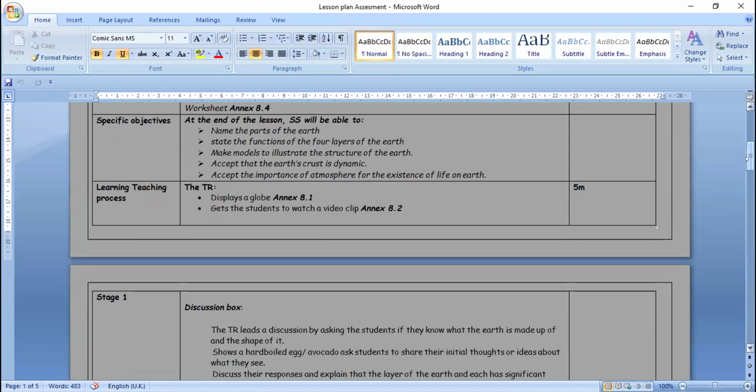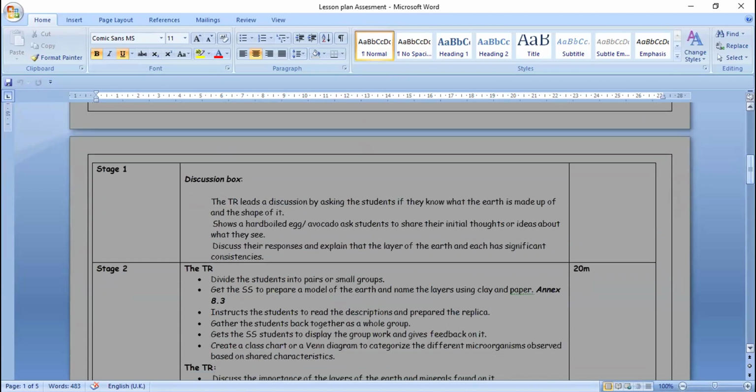In the beginning stage, the teacher displays the globe to get the children's attention, and then sets up the slide presentation and the video clip. It's attached below, ma'am. In stage 1, the teacher leads a discussion after the children look at the video. The teacher asks students if they know what the earth is made up of and its shape, shows the hard-boiled egg, cut open, and the avocado, and asks the students to share their initial thoughts about what they saw on the video. She discusses their responses and explains that the earth has layers, and each has significant consistency.